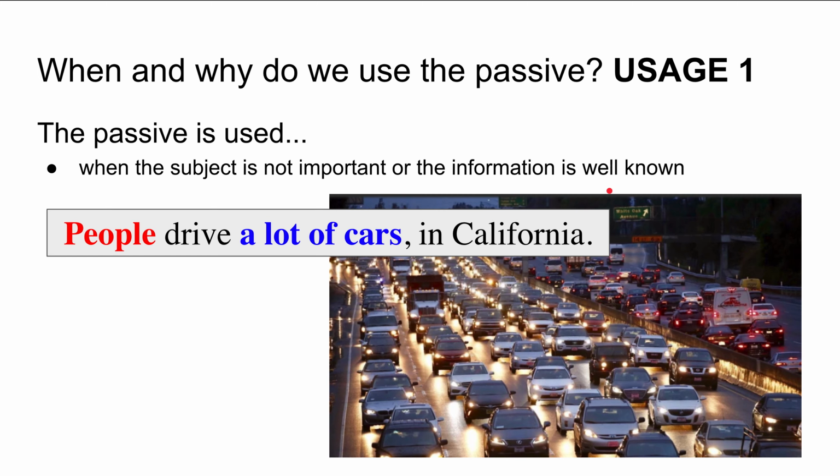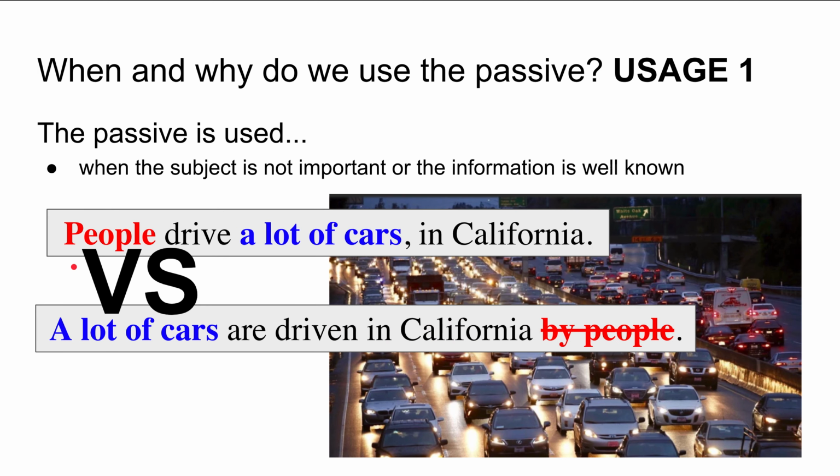is well known. Anyone who lives in California knows that most people do not use public transportation, but we drive. So people drive a lot of cars in California. Okay, well, of course, people drive cars. So we don't need... We can change this sentence and drop people and say a lot of cars are driven in California, and we don't need to mention the subject. The subject is not important, and it's well known that people are the ones who drive cars.